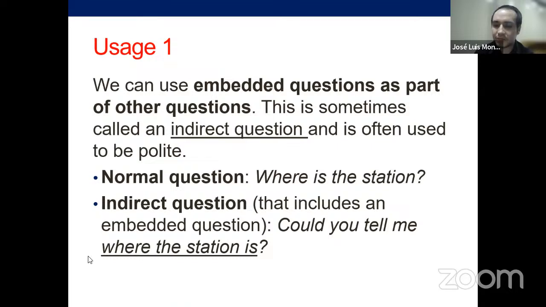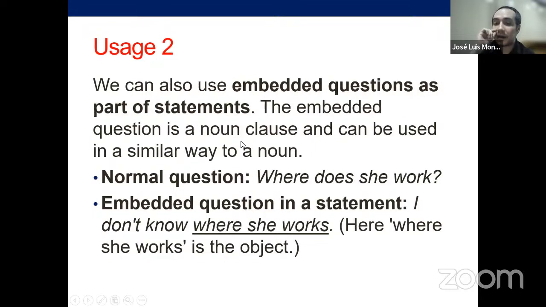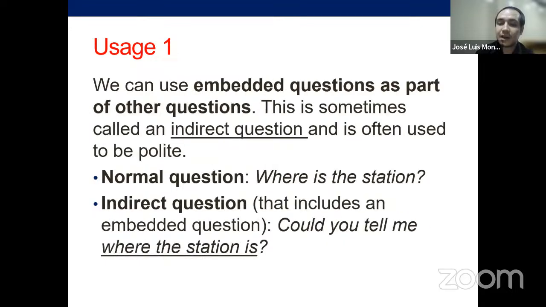Okay, one more time, we have this one, usage one. Could you tell me where the station is? Pay attention to every detail. And the second one: I don't know where she works. Also pay attention to all the details. So let's see, one by one. In your case, Astrid, what differences do you see between these two ideas?